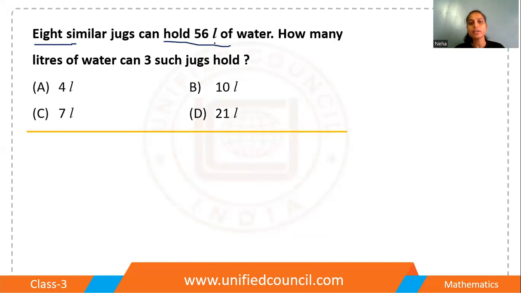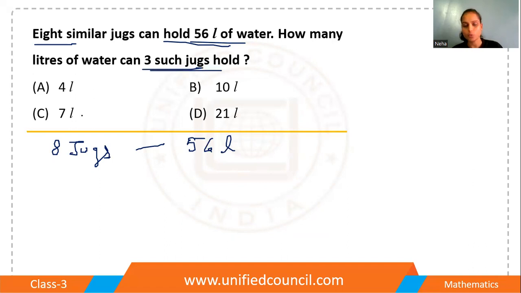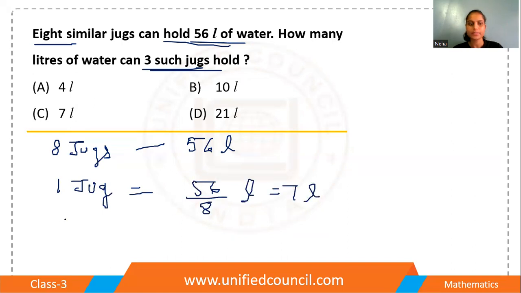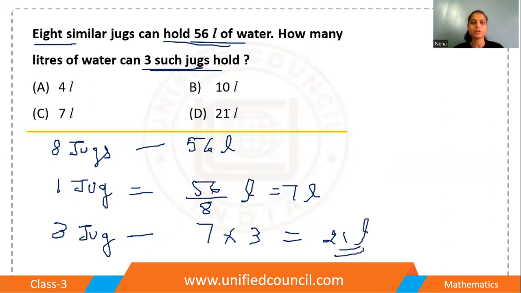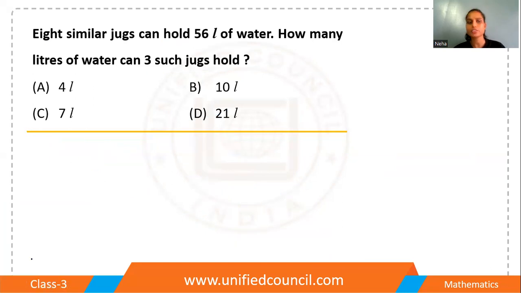So 8 similar jugs can hold 56 liters of water. That means 8 jugs can hold 56 liters of water. So how many liters of water can 3 such jugs hold? One jug can hold 56 divided by 8 liters of water, which is 7 liters. So 3 jugs can hold 7 multiplied by 3, which is 21 liters of water. Option D is the right answer. So just be very careful while reading the question.